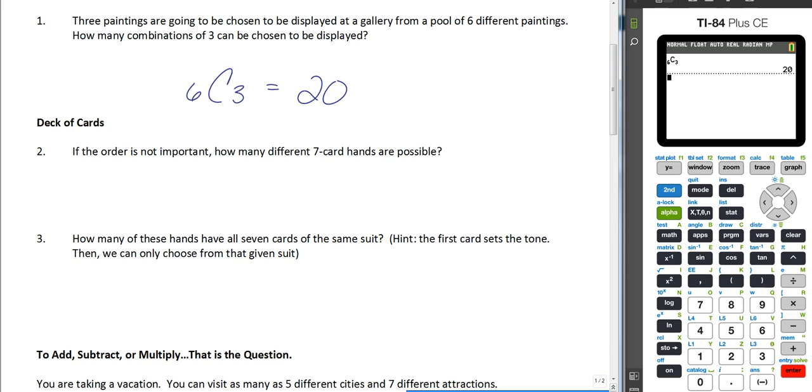So the order in which you select the cards does not matter, because whenever you're playing cards, the first thing you do once you get your hand is organize them in a way that works best for you. So again, the order doesn't matter.